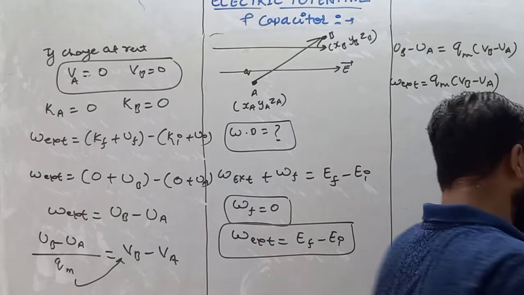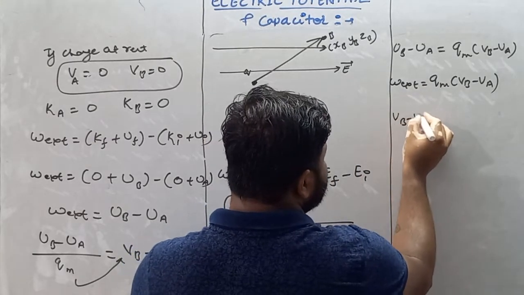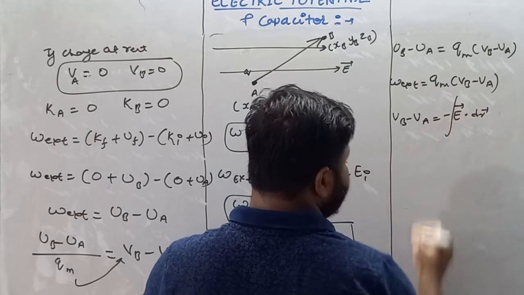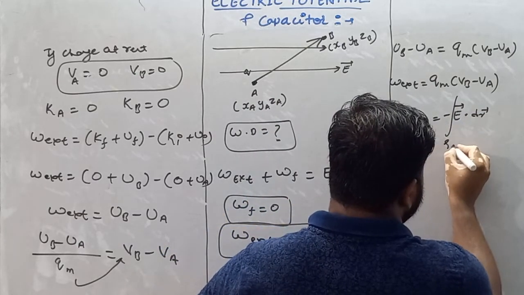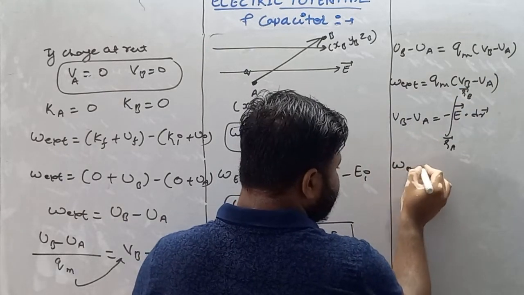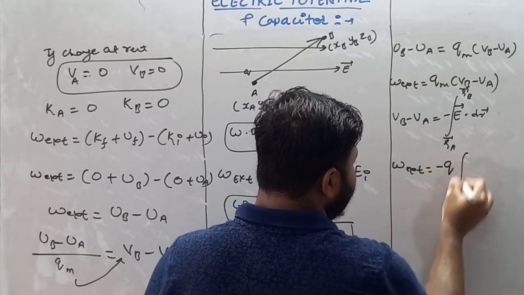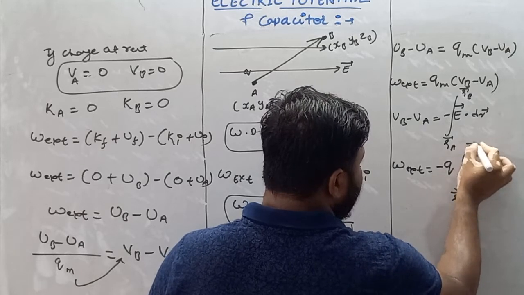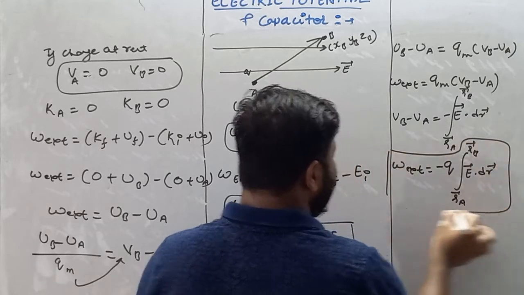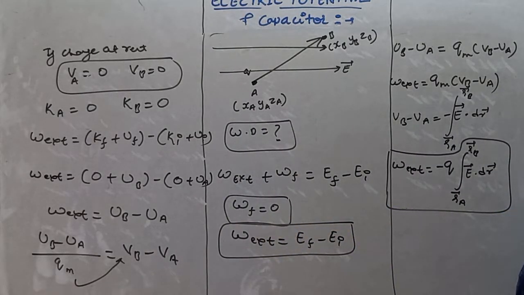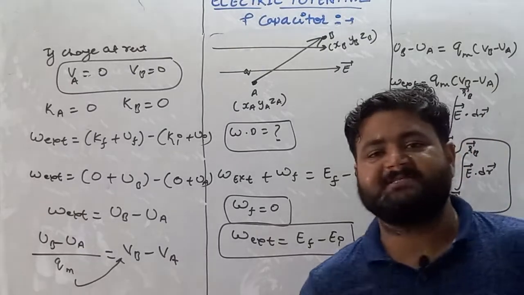As we know, VB minus VA can be written as minus integral E vector dot dr vector, and we are taking the charge from point A to point B. So we can write work done by external force is equal to minus Q integral E vector dot dr vector from RA vector to RB vector. So this is the value of work done by external force for taking a charge from point A to point B. I hope you all understand this concept, my dear student.